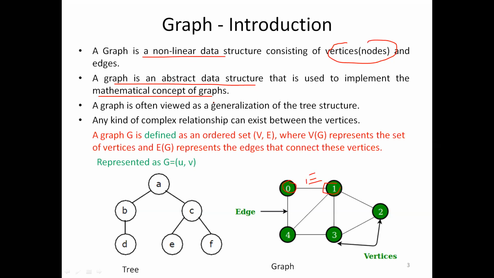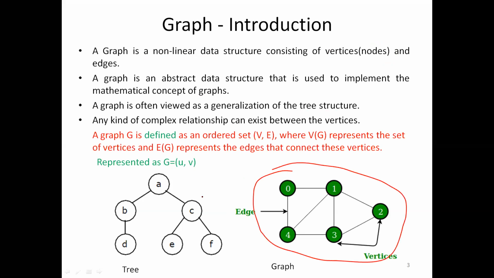that is used to implement the mathematical concept of a graph. A graph is often viewed as a generalization of the tree structure. I can tell that even a graph is a generalization of the tree structure. I can call a tree a graph. The difference between a tree and a graph is that you can find a cycle in a graph, but in a tree you cannot find a cycle. It does not form any loop in the structure of the tree. That's why they vary, but actually a tree is a kind of graph. Any kind of complex relationship can exist between the vertices.